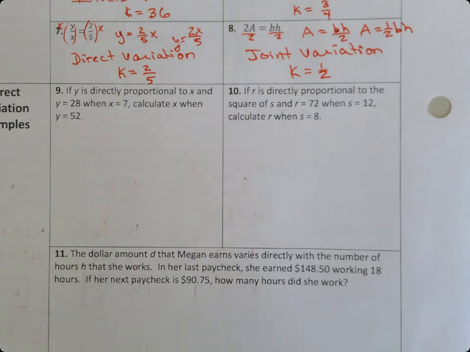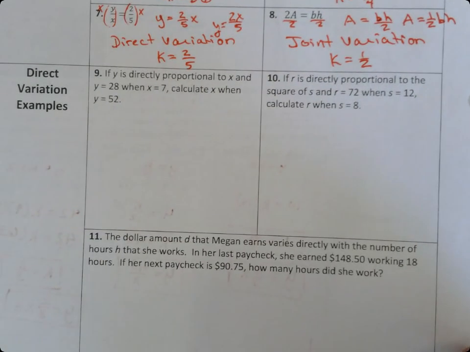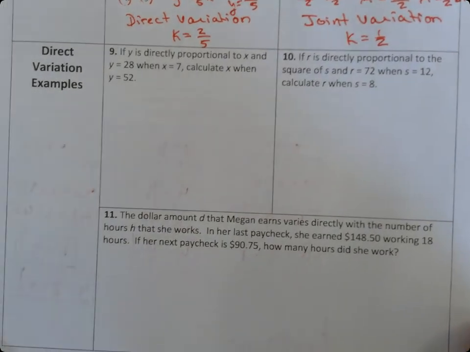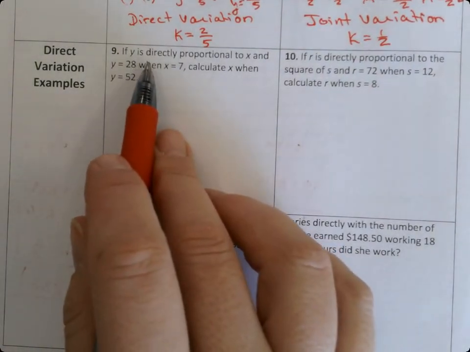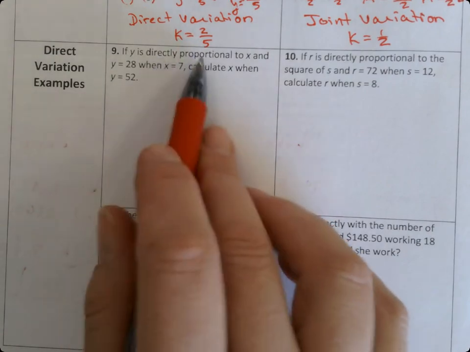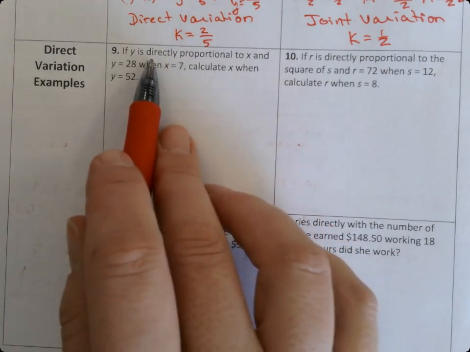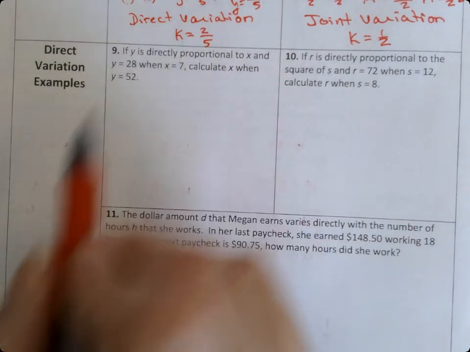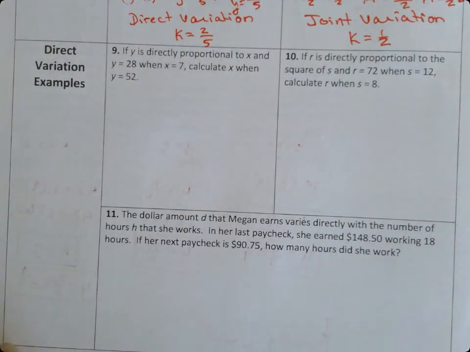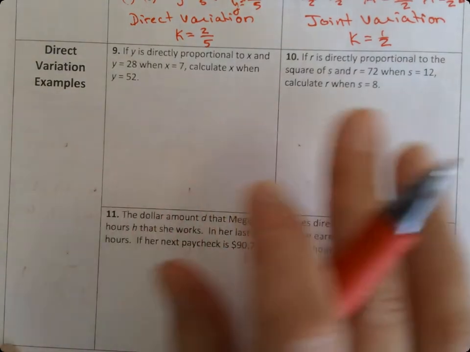Okay, now, I know some of you might be working ahead, but I need you to make sure you're getting these right. So it says if y is directly proportional, there's that term, directly proportional is the same as direct variation. See the keyword direct, to x. And y is 28 and x is 7, calculate x. Now there's 2 ways of doing this. I'm going to show you one method here and one method here.